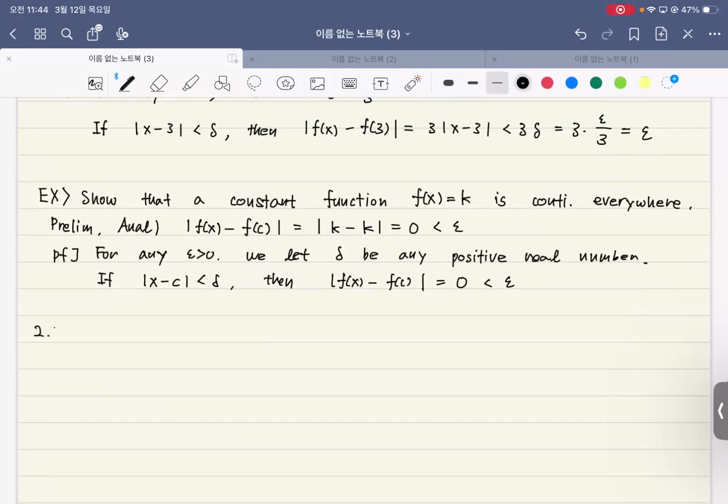Okay, and now we are turning to the next section. Continuity at a point using limit.